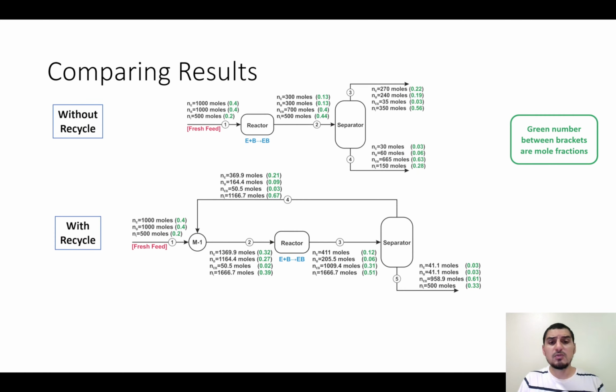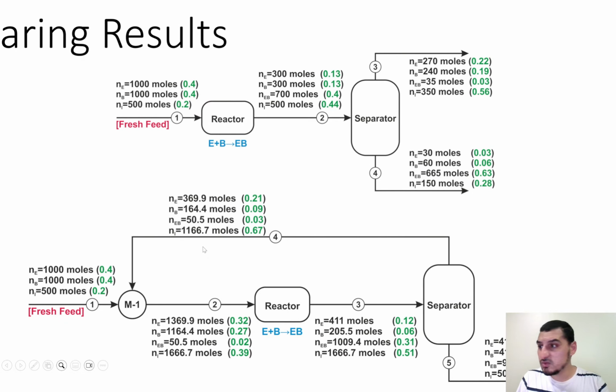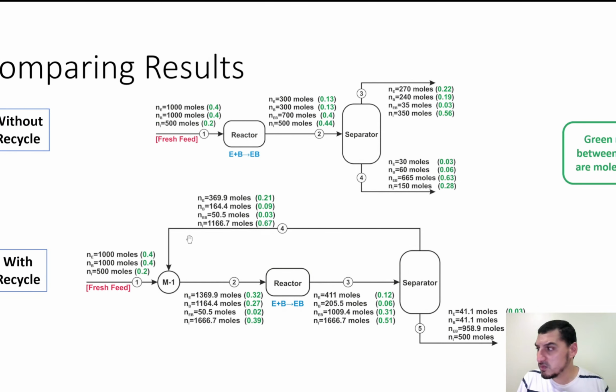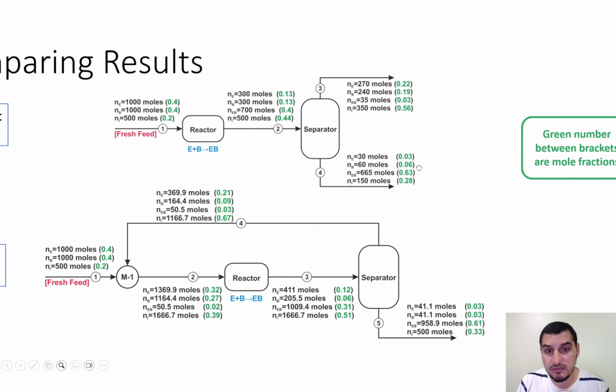So let's compare the results that we got from the two cases. This is the results without recycle. These are the results with recycle. And I don't know if the numbers are clear, but I want to mention something here. First, the flow rates are in black, and the green numbers between brackets are the mole fractions.